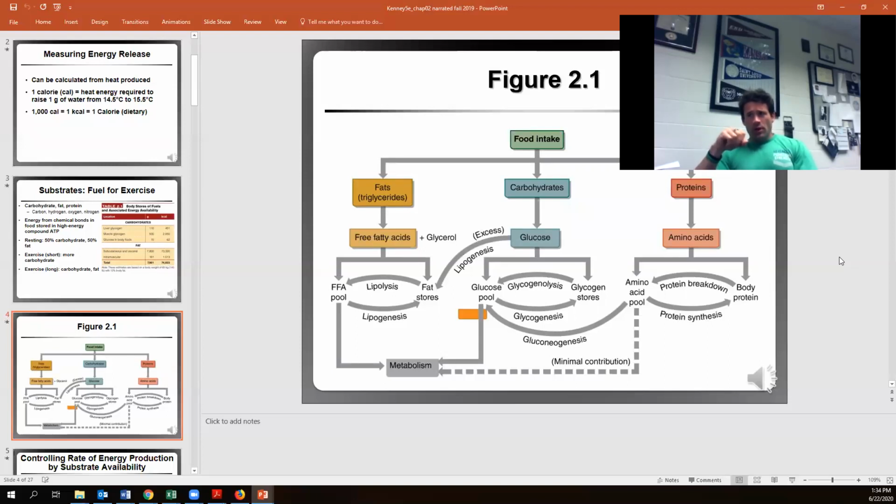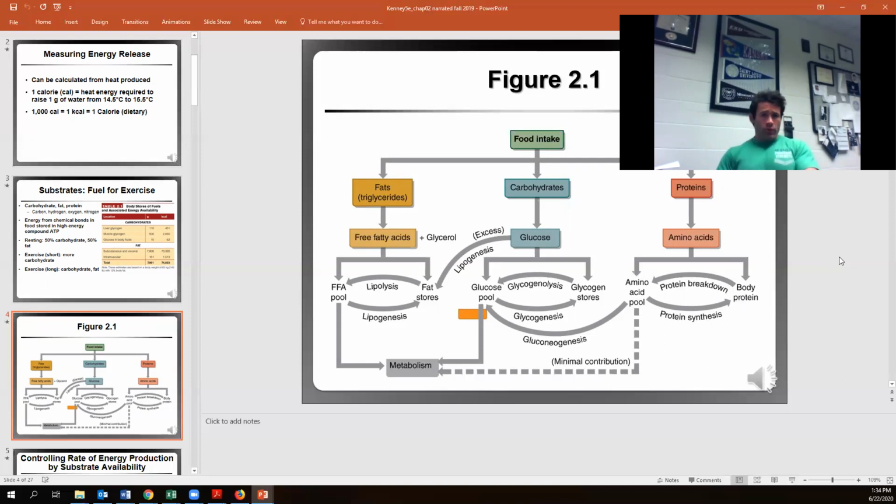Now, if we have too much of any macronutrient, more specifically carbohydrates, that's going to convert to fat. Too much fat is going to stay as fat. It's going to be stored as fat. If we're not taking in enough calories, it doesn't matter if it's all fat, all protein, or all carbohydrate, we're going to be running at a deficit. So we're going to be removing fat from our fat storage.